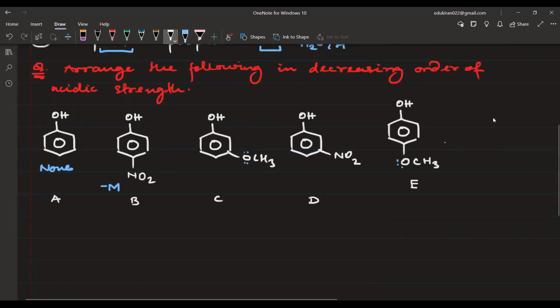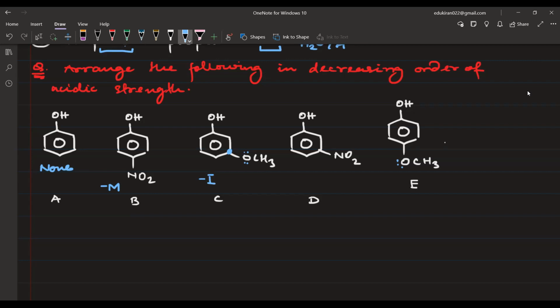Now, obviously, this position here, which is meta, we don't have to look whether it is minus M or plus M, right? Because the M resonance does not have any effect in the meta position. Now, what we have to see is whether it is plus I or minus I. Since it is bonded to oxygen, it is an electronegative element. That is why it pulls electron through the sigma bonds. That is why it is minus I.